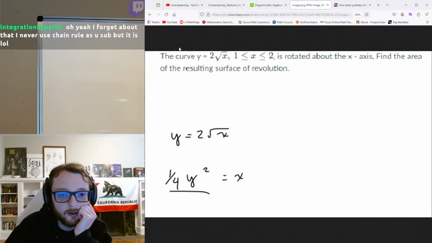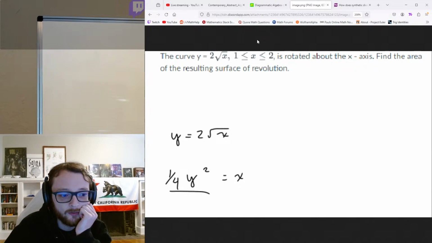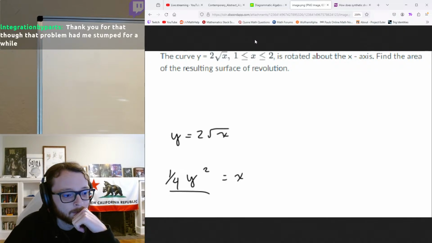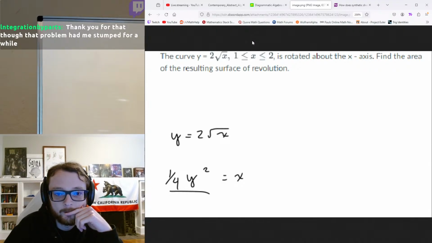So we have the curve y equals 2 root x, from 1 less than x less than 2, rotated about the x-axis. Okay. So Critical, thankfully, these solids of revolution questions get kind of crazy, but here we still have only one curve to worry about. No worries, integration by parts. Thanks for the question. If you encounter more, please feel free to keep them coming too.